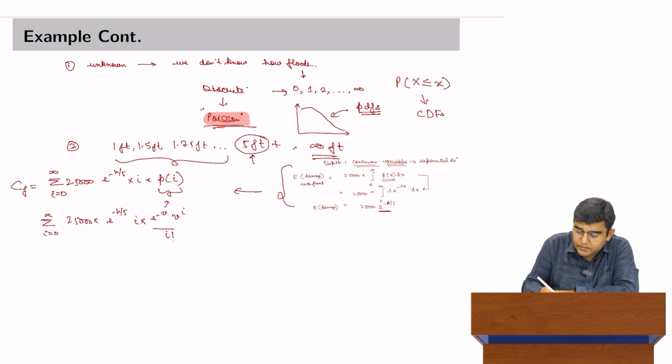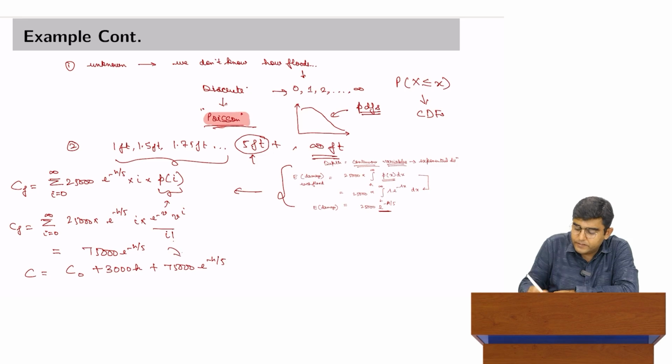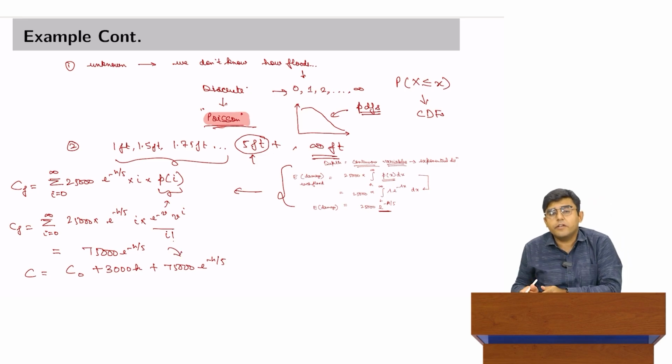So it goes from sum from i to infinity C F, and it may look very intimidating at this stage. We can still solve it fully and get our answer as 75,000 e to the power minus h by 5. Now, if we talk about total costs, our total costs are going to be the fixed costs plus 3,000 h plus 75,000 e to the power minus h by 5. That is the cost for having an insufficient height coffer dam.